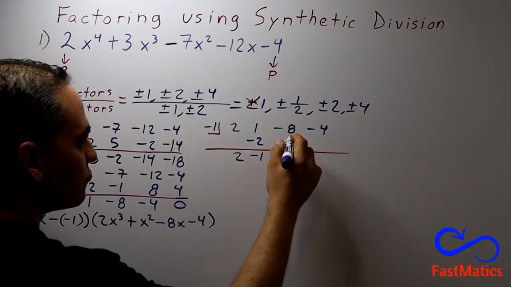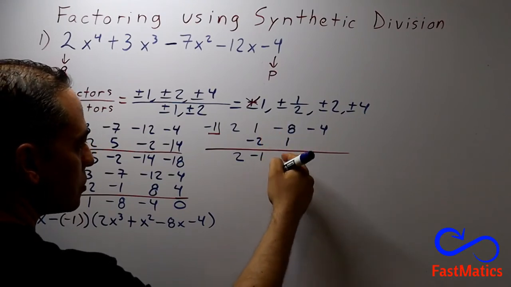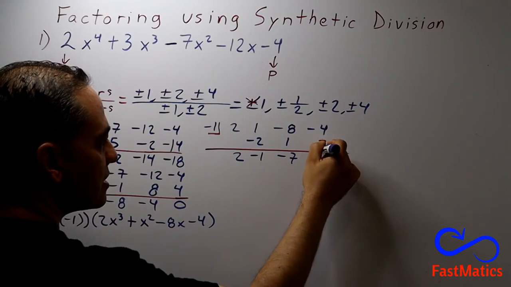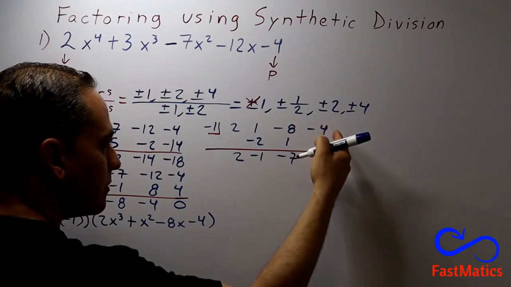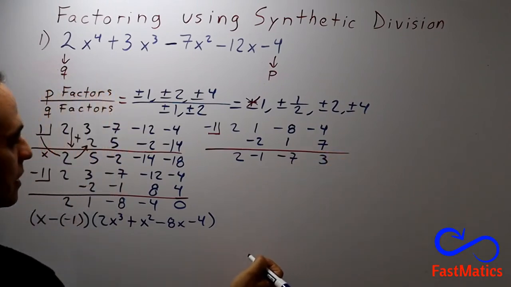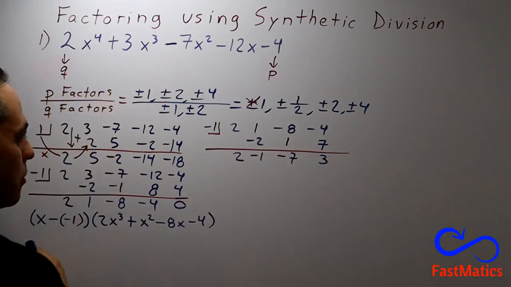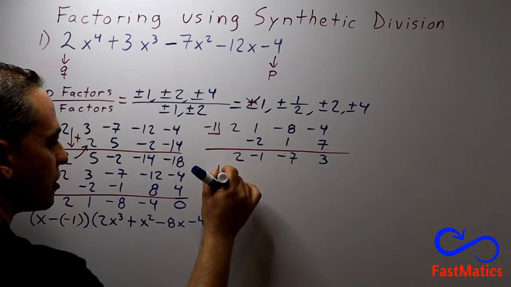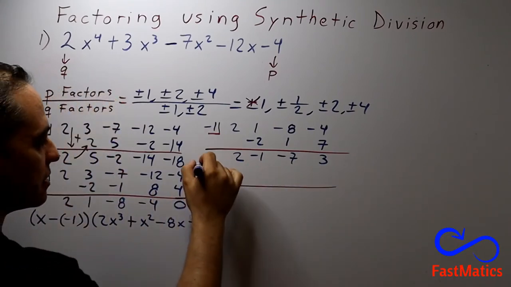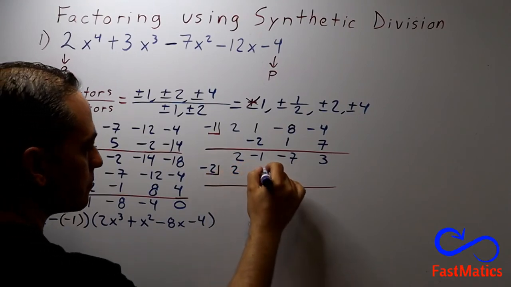Negative 1 times negative 1 is 1. Negative 8 plus 1 is negative 7. Negative 1 times negative 7 is 7. 7 plus negative 4 is 3. Do we have a 0 here? No. So we are going to try with another number. Maybe with negative 2, for instance.